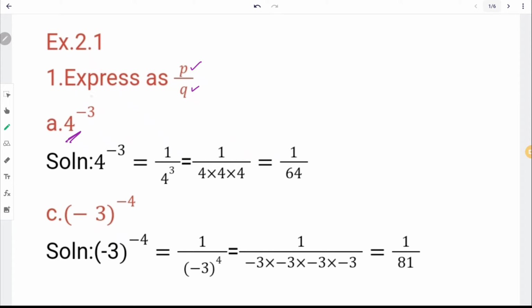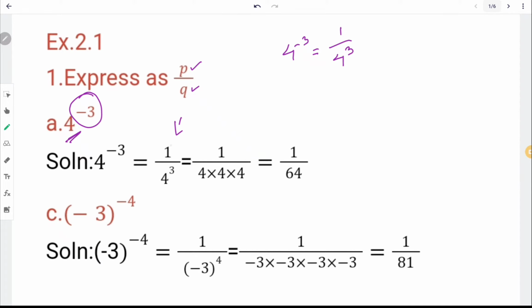So the first thing, look at the power here. When you look at the power here, can you see that it has minus 3, right? So how do you make this into positive? So we just have to take it down here like this. Okay, it was 4 to the power minus 3. You just have to take it down here like this, then it will become positive.